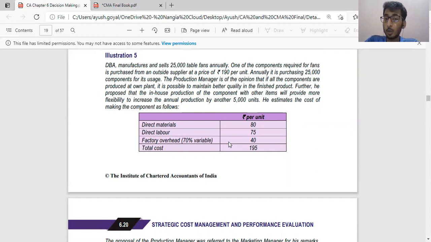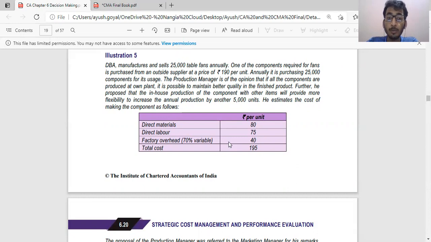The production manager is of the opinion that if all the components are produced at its own plant, it is possible to maintain better quality in the finished product. Further, he proposed that in-house production of the component will provide more flexibility to increase the annual production by another 5,000 units. So if we are able to produce the component in-house, we will be able to produce 5,000 more units of table fans. This is given.